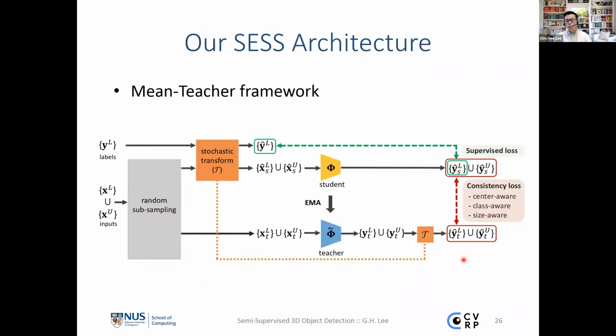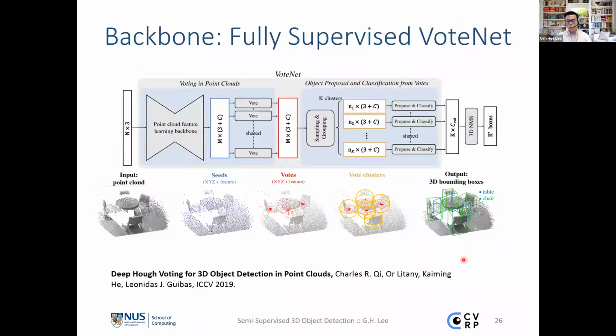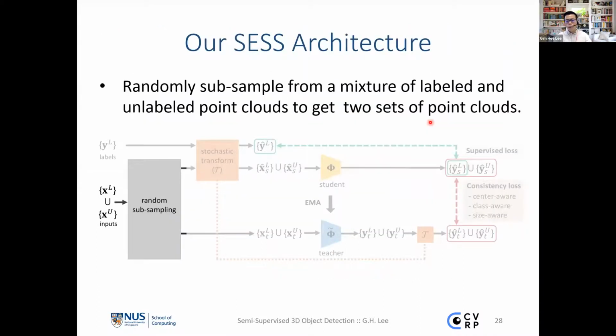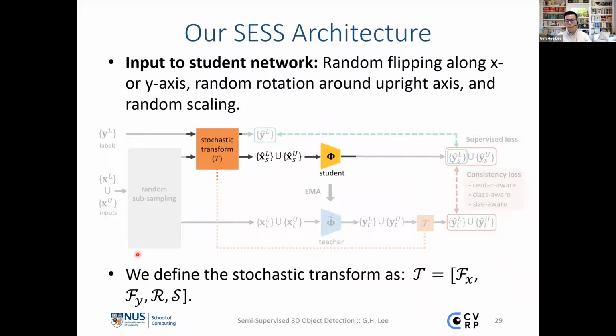We adopt the mean teacher paradigm to achieve in-category semi-supervision with few labels per object class. We use the fully supervised VoteNet as our backbone network for the 3D object detection. We use 2 copies of VoteNet with the same architecture in our student and teacher branch respectively. Our SESS network takes the labeled and unlabeled 3D point clouds as the input. We first randomly subsample from the mixture of these labeled and unlabeled point clouds to get two sets of point clouds. We then apply a random transformation on one of the randomly subsampled sets of point clouds before passing this transformed point cloud into the student network.